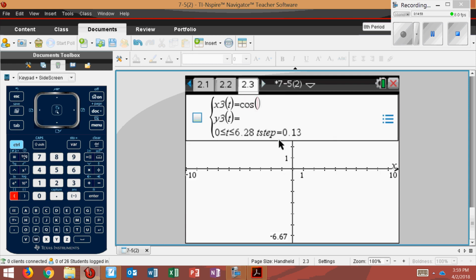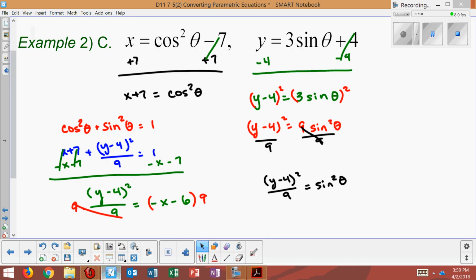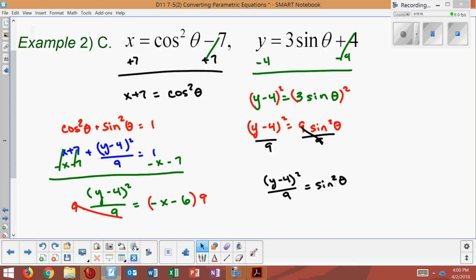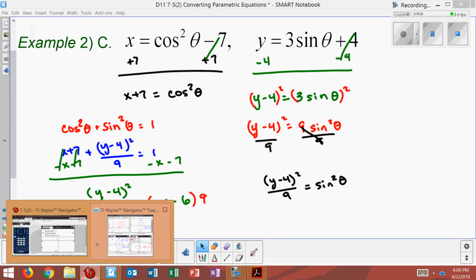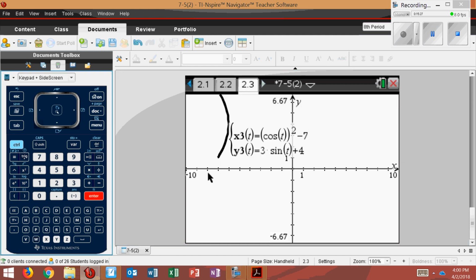Cosine t, put the squared on the outside, minus 7, and underneath we have 3 sine theta plus 4, so 3 sine t, plus 4. And I don't believe they gave us a t value. They did not. When they don't give us one, a lot of times you can go negative 10 to 10, but for this, I'm just going to leave it as it is. Press enter. Here's my graph.